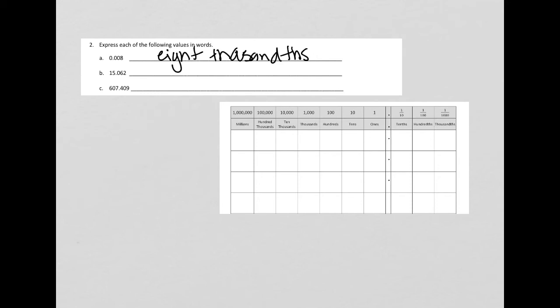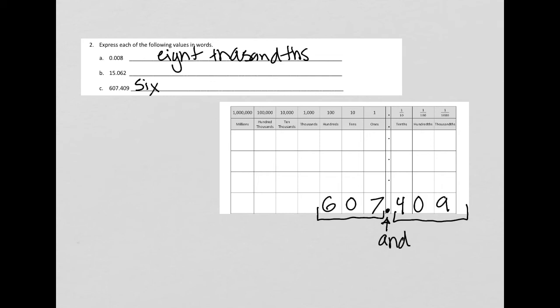Let's try a harder one though. Let's do one with a whole. Like C, 607.409, let's fill it out here. Now we learned before that this point means we can write it as "and." So we can treat it as one number before the decimal, one number after the decimal. The number before the decimal is 607. That's it. We don't need place values for that. It's 607. So I can start by doing that.